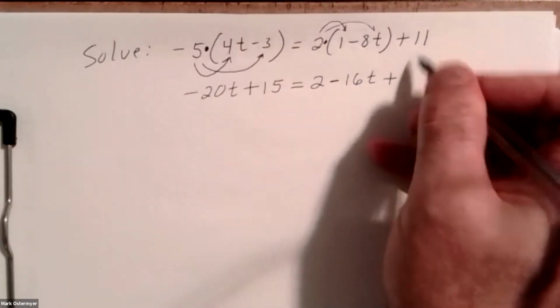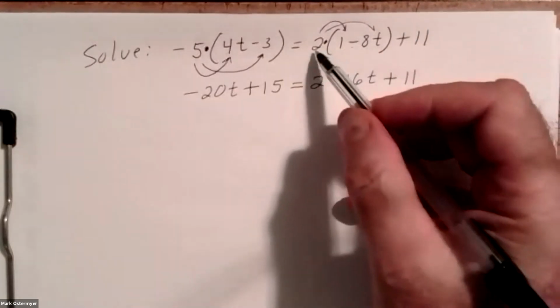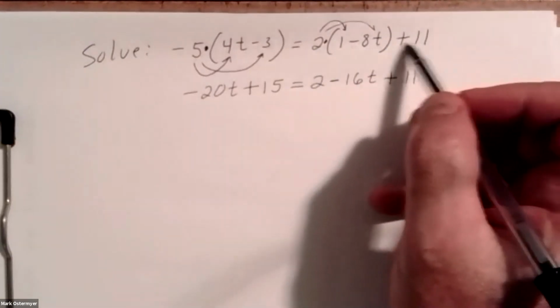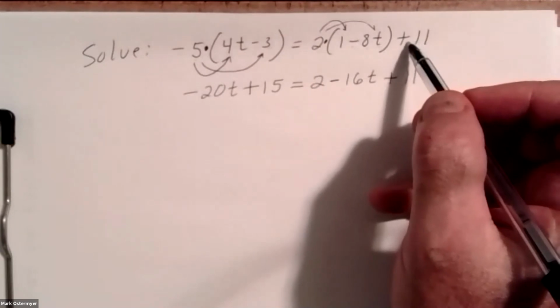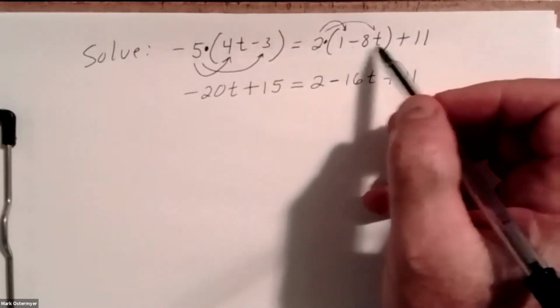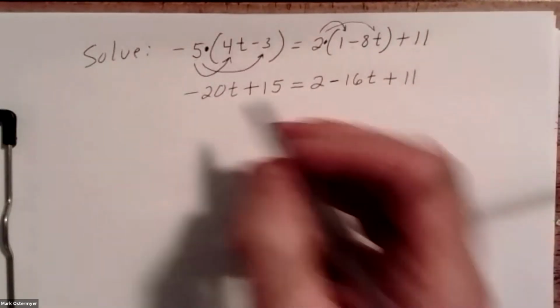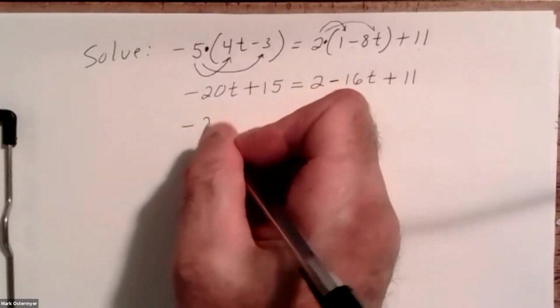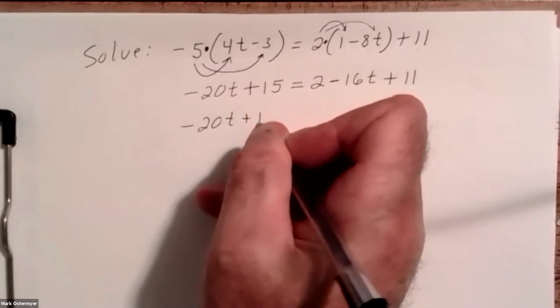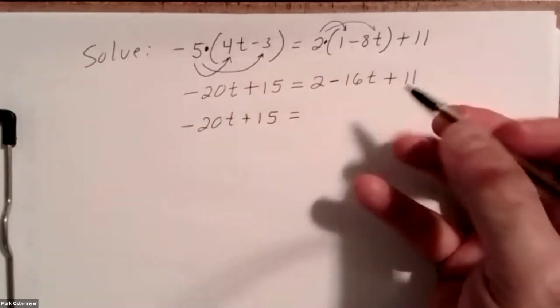We got this plus 11 here. Don't multiply the 2 by the 11 also. The plus 11 is not inside the parentheses. It has nothing to do with this factor of 2 here. Only 1 and minus 8t do, okay? There you go. Nothing left to do on the left side as far as simplifying is concerned. On the right side, we have a little bit more simplifying.